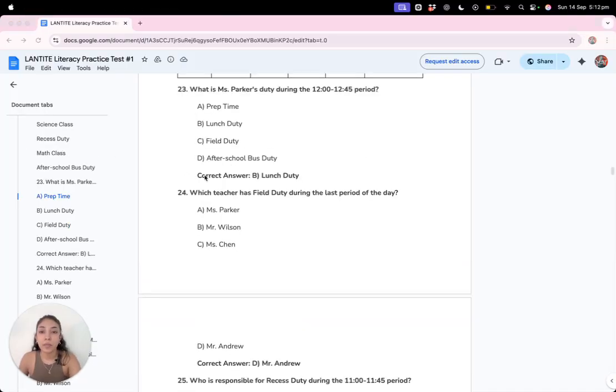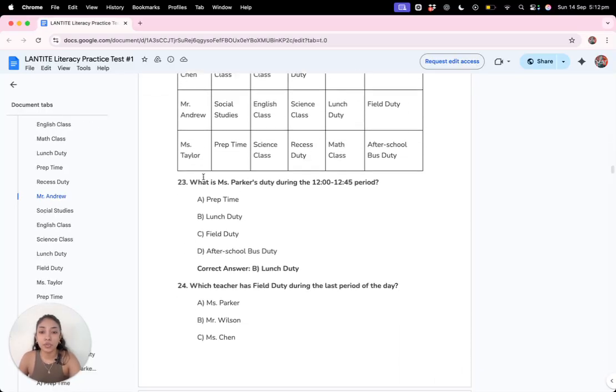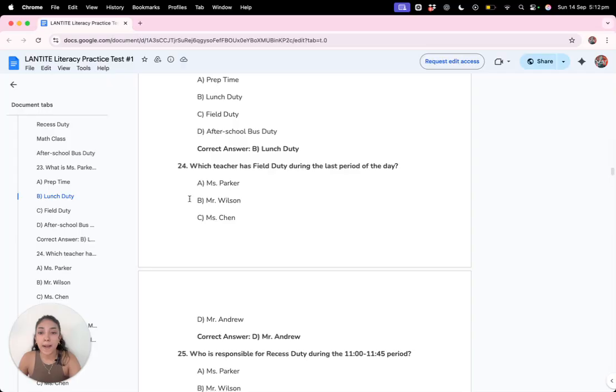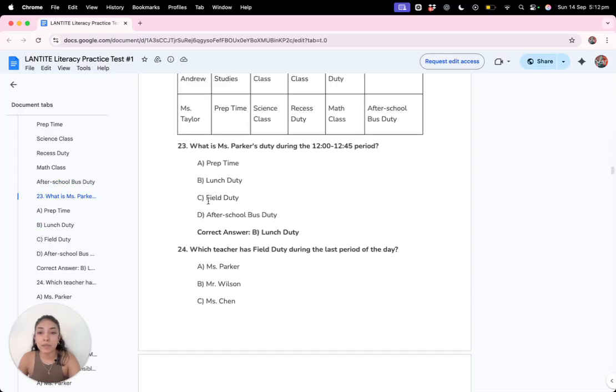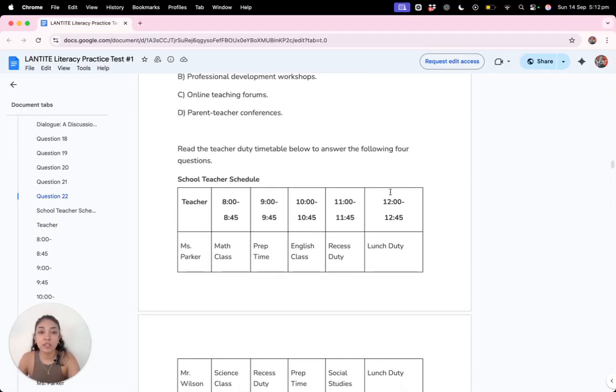And you can see here that we've actually got the correct answers listed already because it's pretty straightforward. You're just reading it off the table as you would normally. And 24, which teacher has field duty during the last period of the day? And you can see it's Mr. Andrew. Field duty, which is the last period of the day.